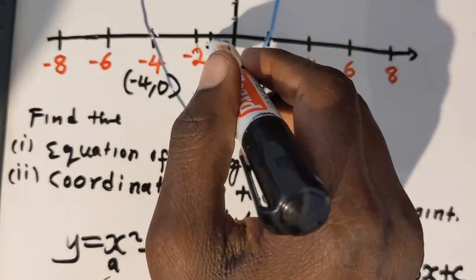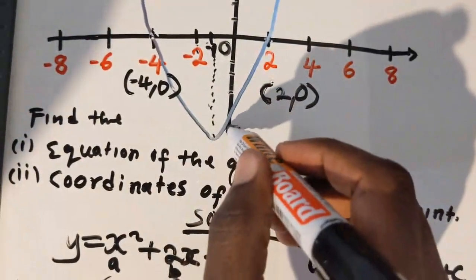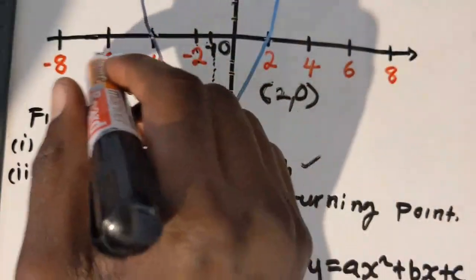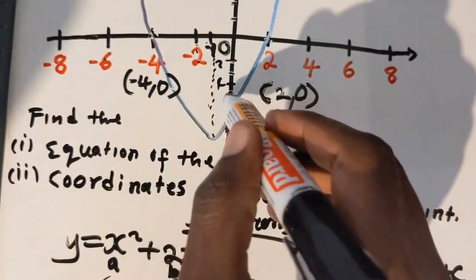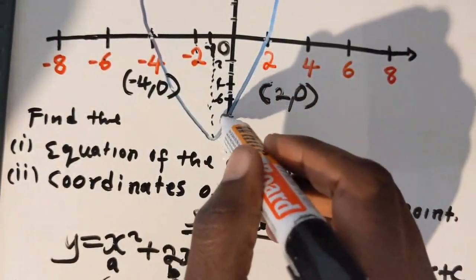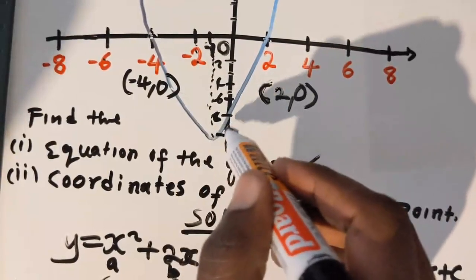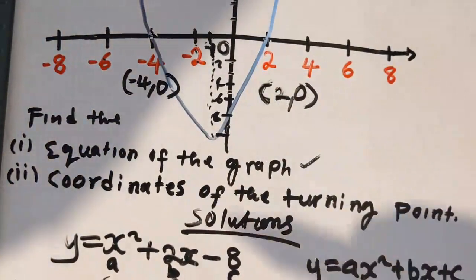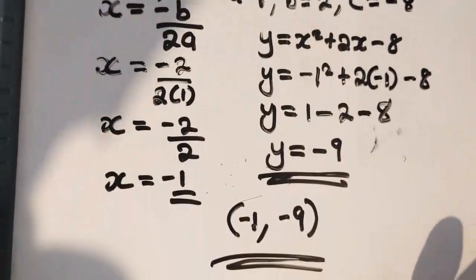So we actually plot negative 1, negative 9. Here there is 2, 4, 6, 8. So here there is supposed to be 9. This is just an estimate. So that is how you find the coordinates of the turning point. I'm sure you've understood. Follow the procedure.